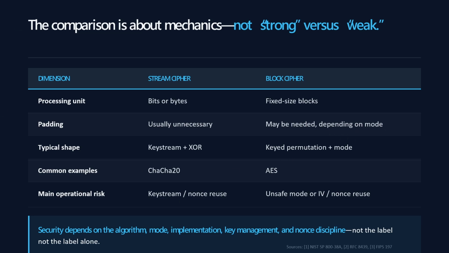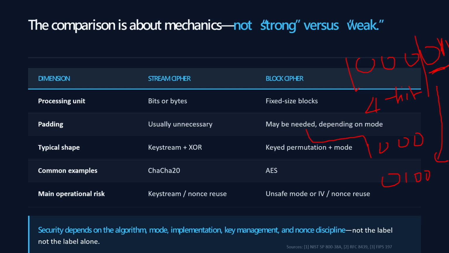For example, if we take 1 0 0 0 0 1 and I am taking 4 bits, you can split it as 1 0 0 0, and the next one has only 0 and 1. So when I am splitting it, I have to pad it with zeros. So there may be padding in a block cipher.